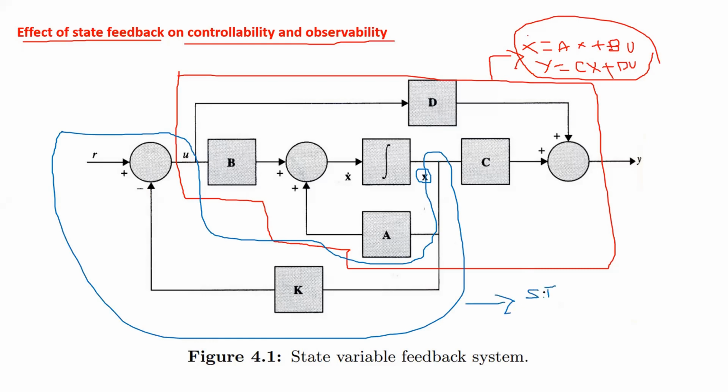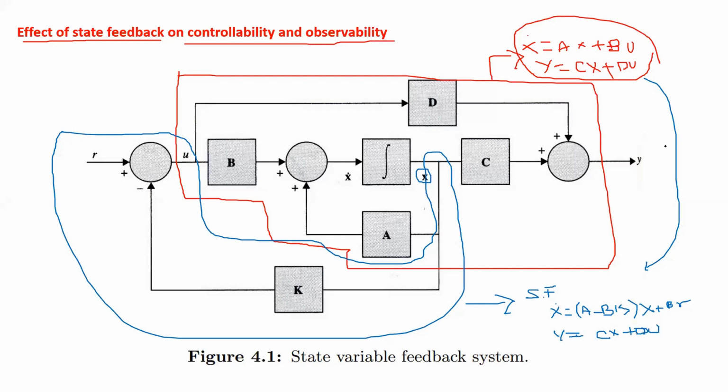When I connect state feedback to the system, the new state model can be written as x dot is equal to (A minus BK) x plus B into the reference input R. And for the output equation, there is no change: y is equal to Cx.